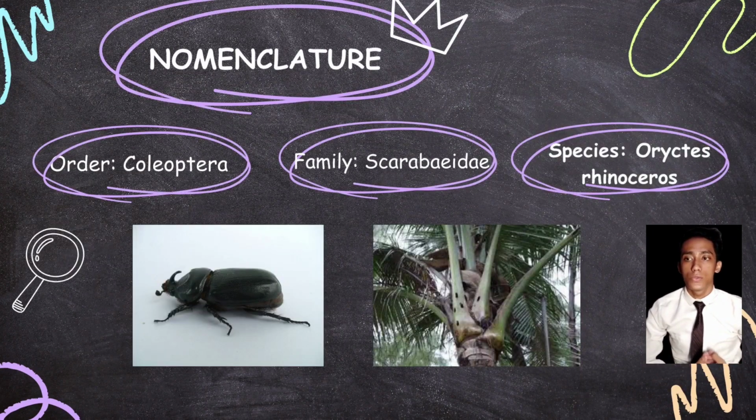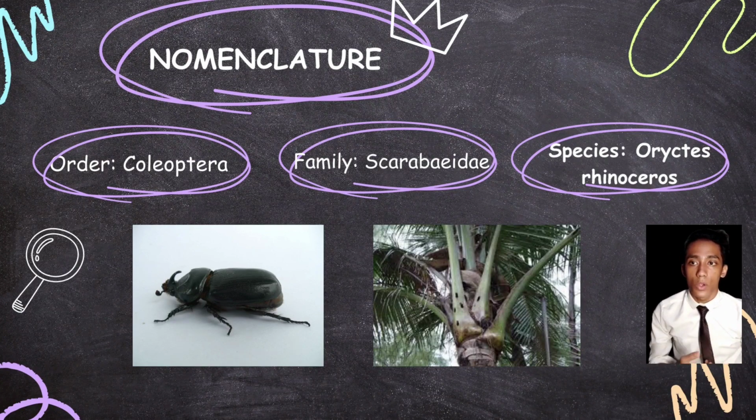Now let's move to nomenclature. The nomenclature for the rhinoceros beetle: the order is Coleoptera, the family is Scarabaeidae, and the species is Oryctes rhinoceros.